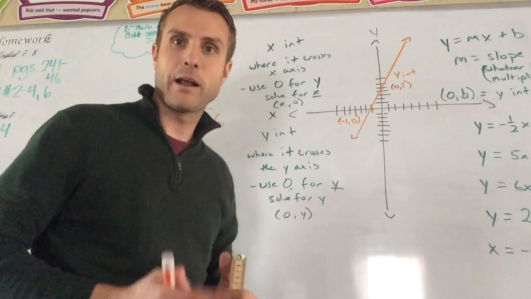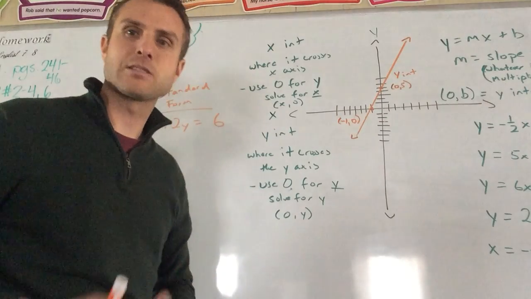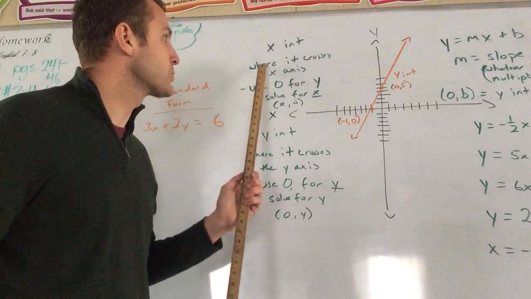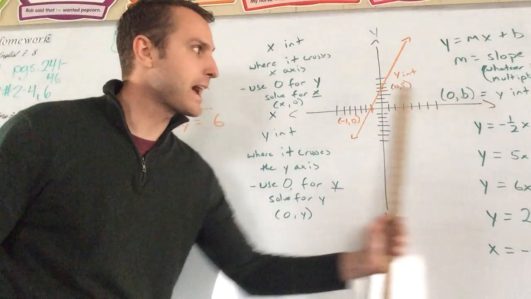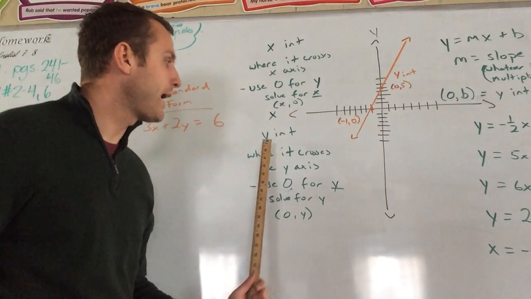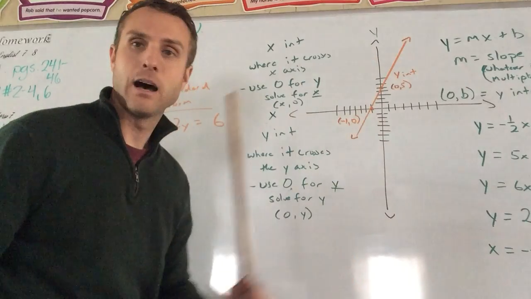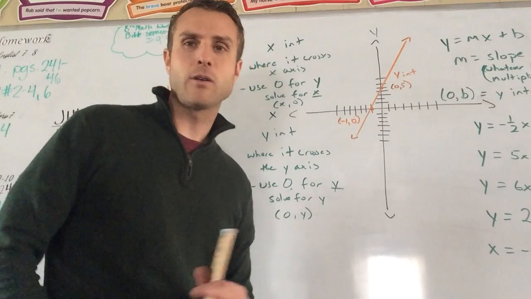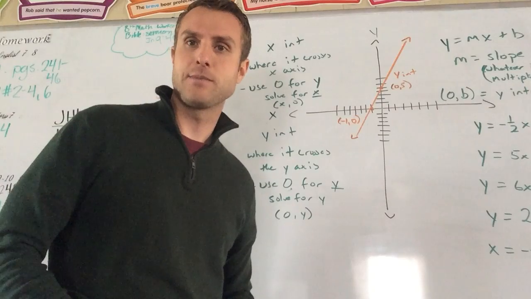Those are what I call my x-intercept and my y-intercept. So an x-intercept is where the line crosses my x-axis, left and right. My y-intercept is where the line crosses the y-axis, up and down. Now, if I only have an equation and I don't have a graph, how do I figure out what my x and my y-intercepts are?